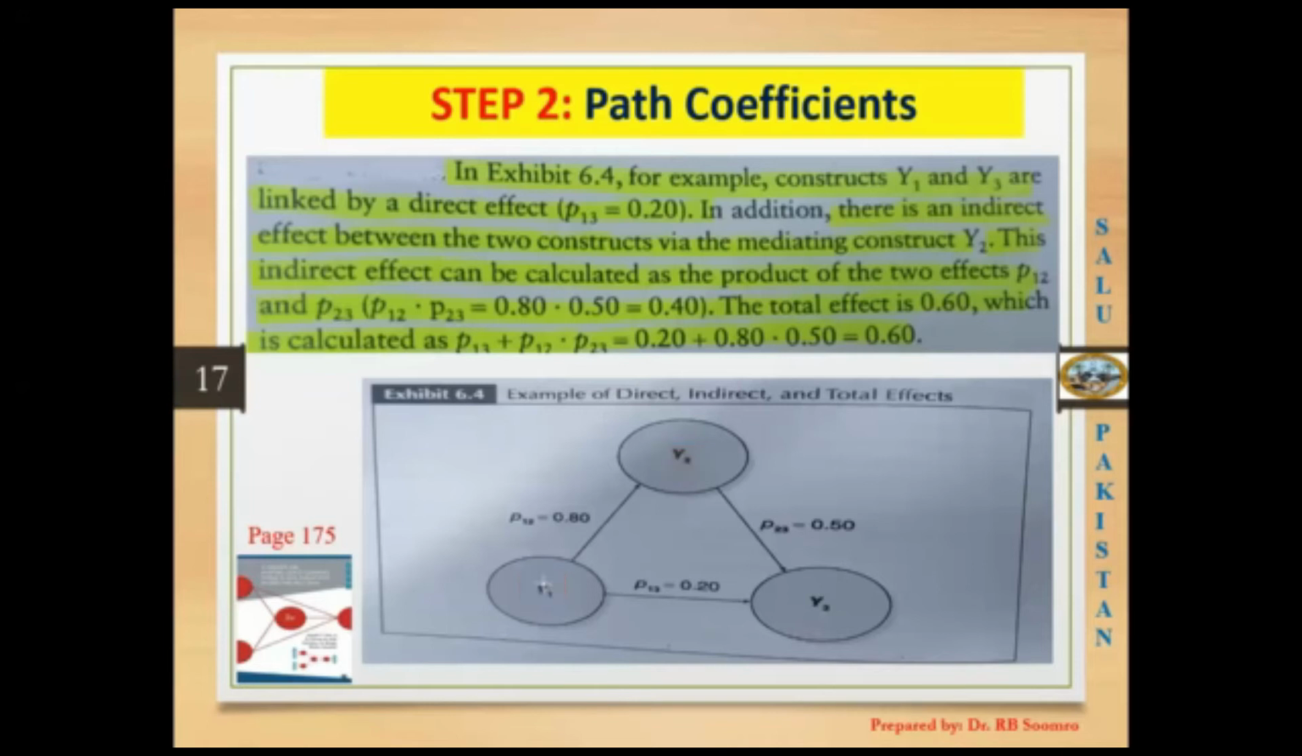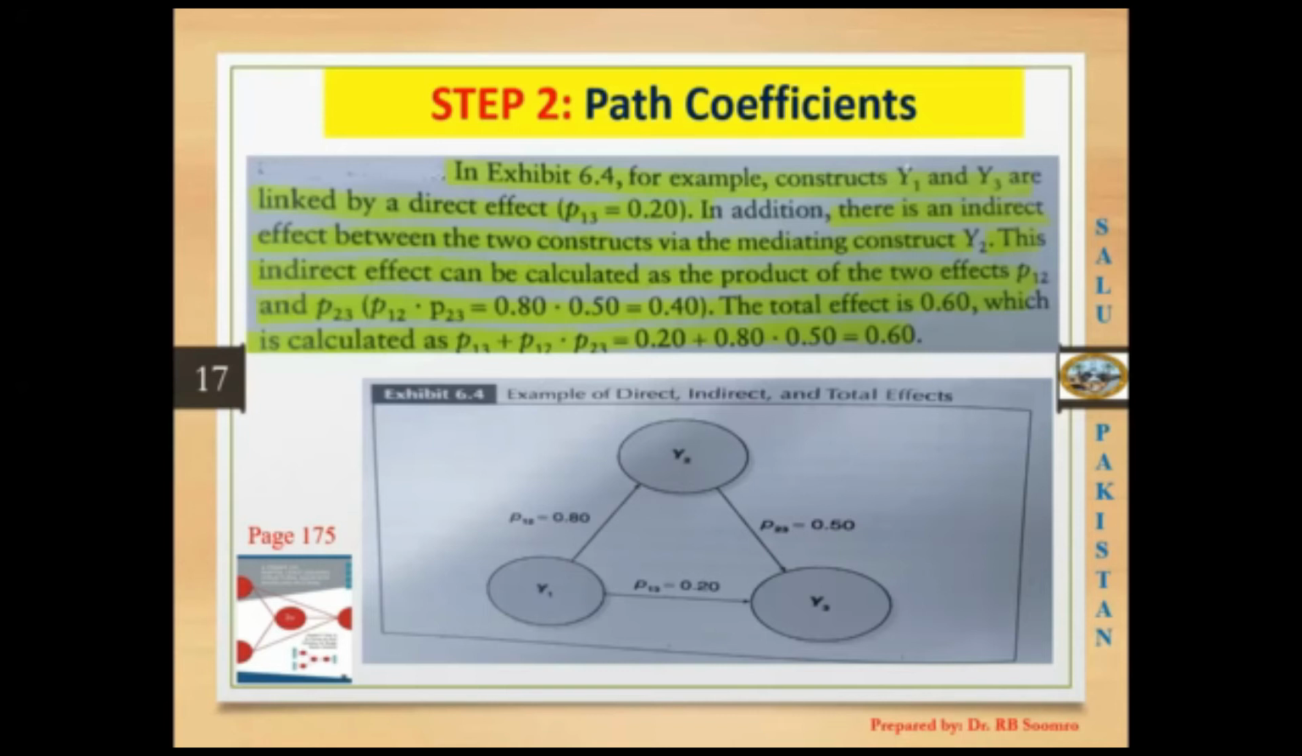But when we want to check the impact of Y1 on Y3 via Y2, it is called an indirect effect, because we want to check the impact of Y1 on Y3 with the help of Y2. Alternatively, we can say it is also a mediator. So this is an indirect impact. And when we check the impact of all these together, it is called the total effect. How to calculate? Let's discuss.